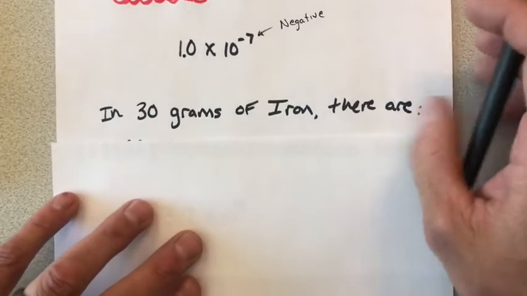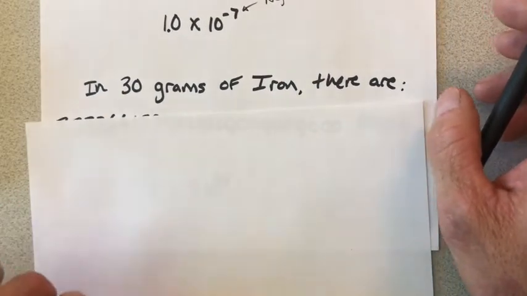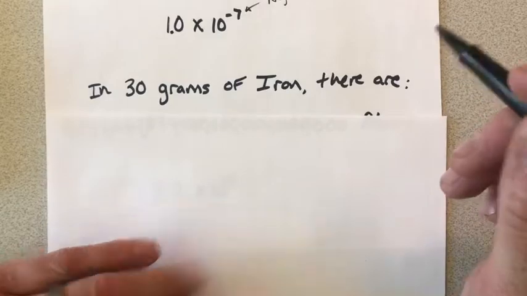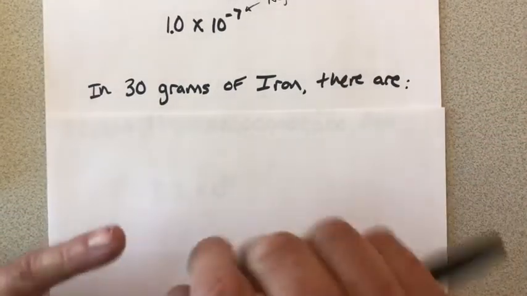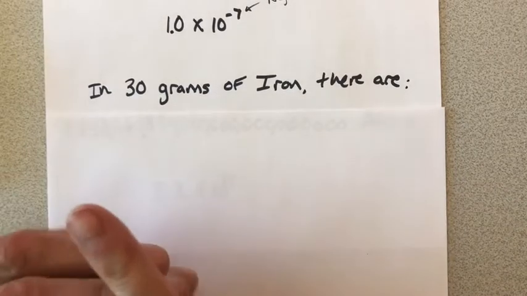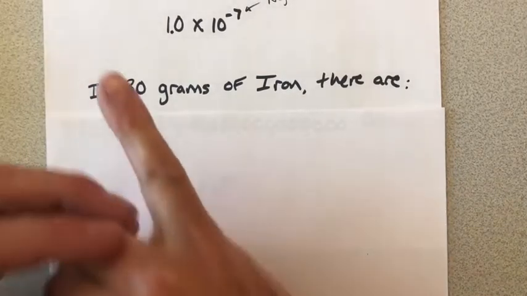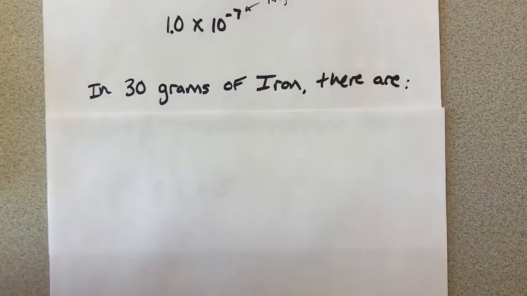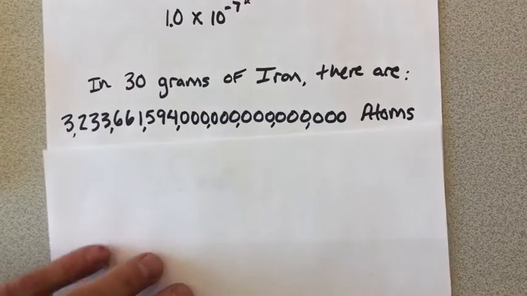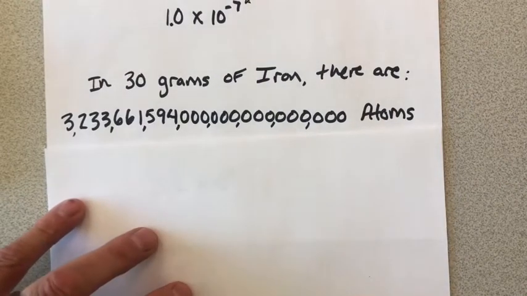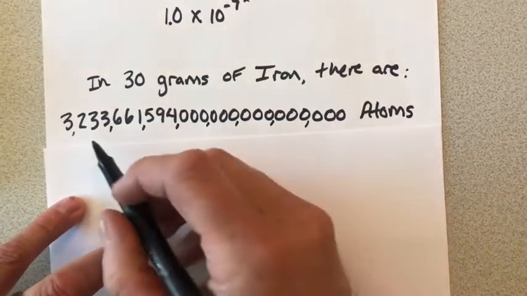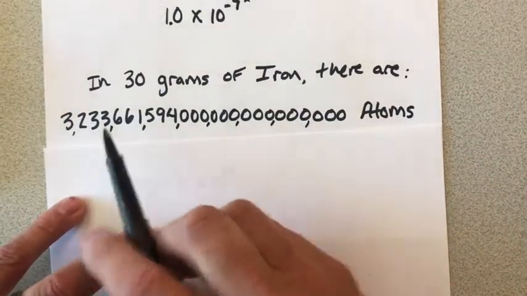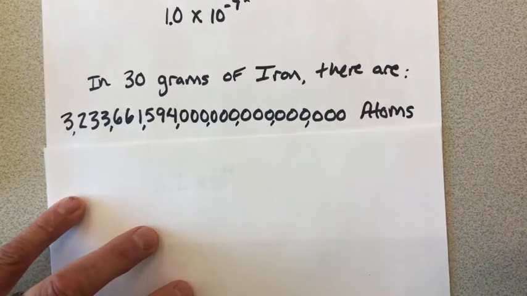Here's another example. This is a good one. In 30 grams of iron, which is an elemental substance we're going to become very familiar with, in just 30 grams, and by the way, that's not very much iron. That's like the size of your little finger or something like that, or maybe even smaller. Anyway, in 30 grams of iron, there are this many atoms. Holy moly, I don't even know how to call this number, but it's a huge number and it's just not manageable at all.